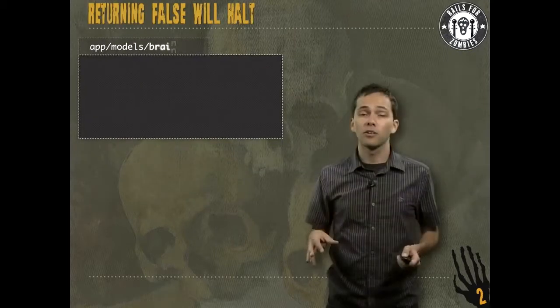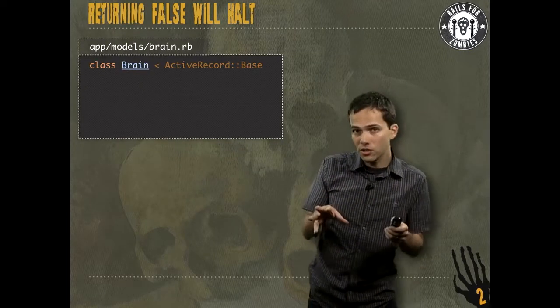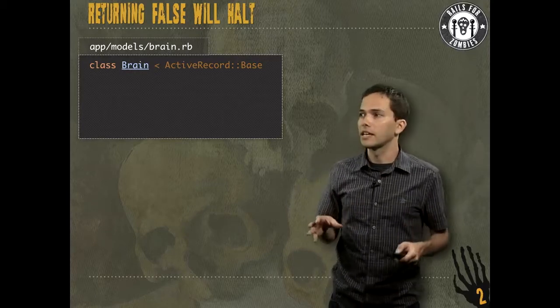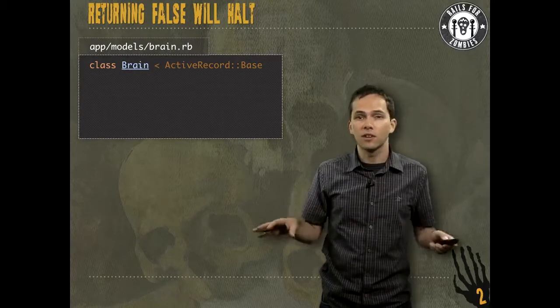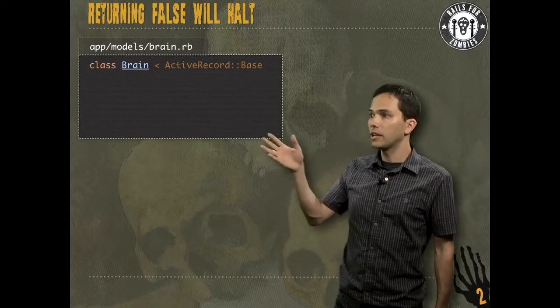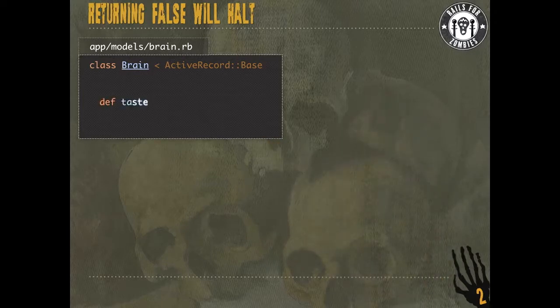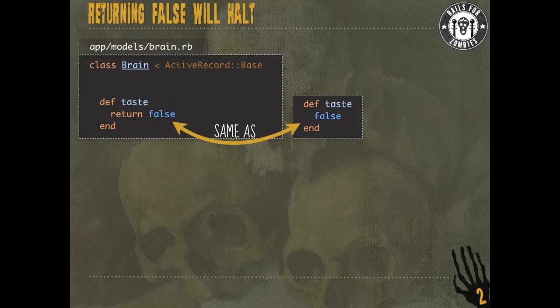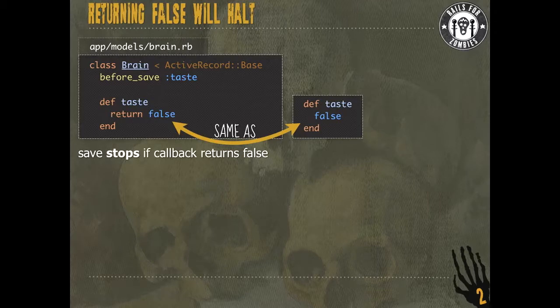There are a bunch of different model callbacks that we can use, but before I show you them, we need to make sure you understand that returning false in any of these callbacks will completely halt whatever you're doing. So here we have a brain model and we have a taste method. The taste method returns false. In Ruby, we don't really need to have that return keyword anywhere. We can just say false. This method is going to get called before save, which means it's going to stop the save from happening.